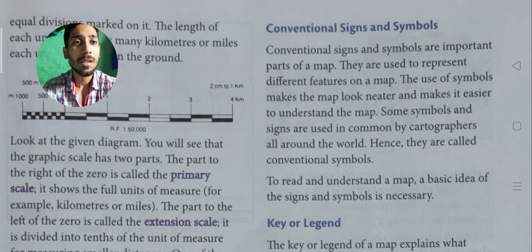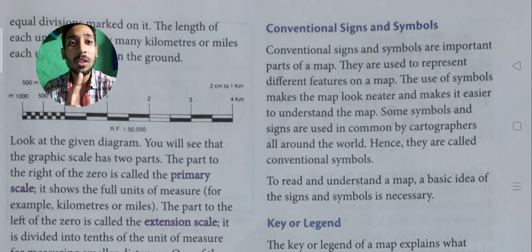Some symbols and signs used by cartographers are the same all around the world, hence they are called conventional symbols. While preparing a map, cartographers use certain signs. For example, if we want to show that a house is located in a particular area, we will use a red or blue dot to represent that house, so it is easier for those who read the map to understand that this area has a house.